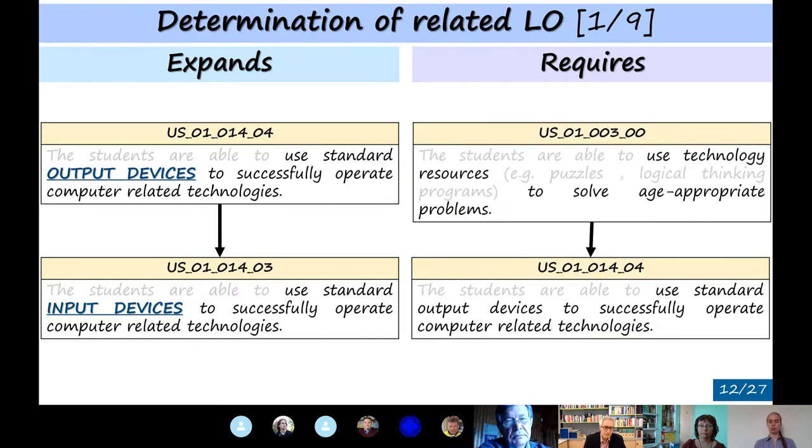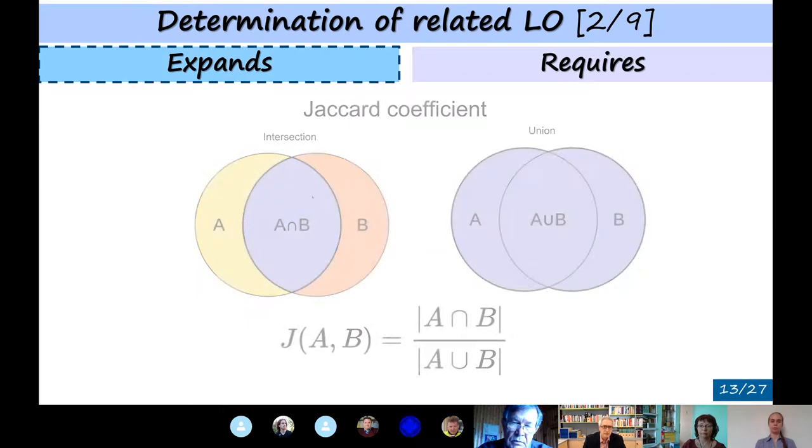The other type is requires. The students are able to use technology resources to solve appropriate problems. Requires: the students are able to use standard output devices to successfully operate computer-related technologies. These two learning outcomes are connected even though the connection is less visible. This is the type requires.